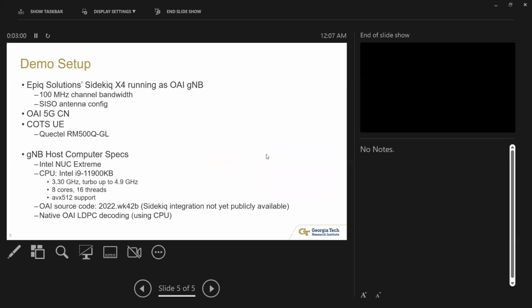Again, the demo setup you'll see out in the booths is very similar to my MV100 demo. We'll have the X4 radio running as a gNB with 100 megahertz channel bandwidth. We'll be registering a phone and showing off a stable connection of that phone as well.